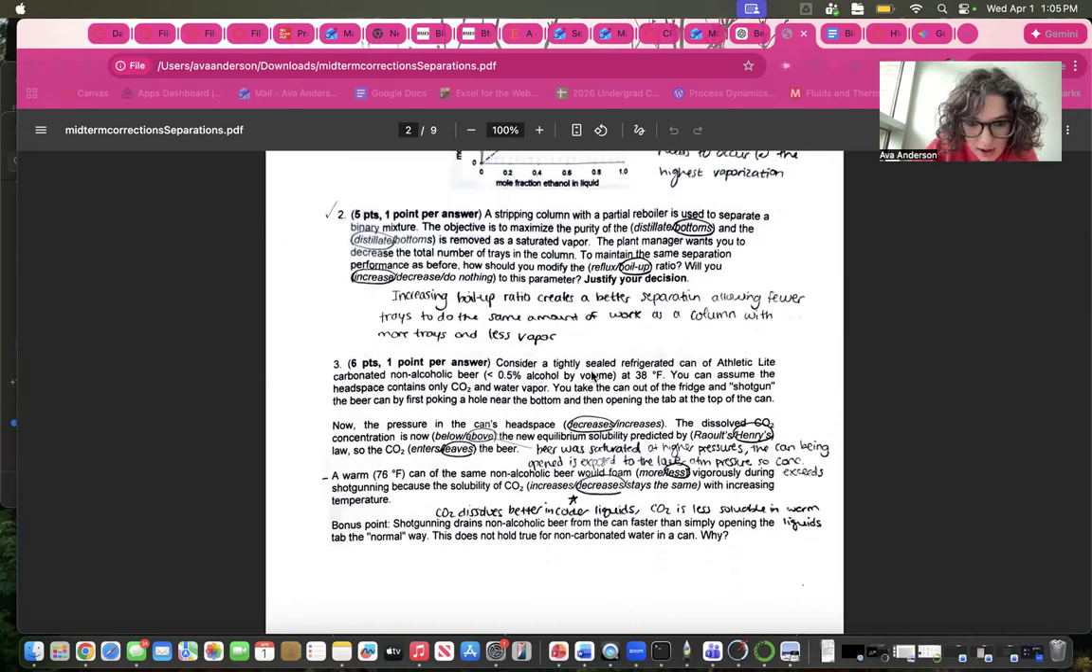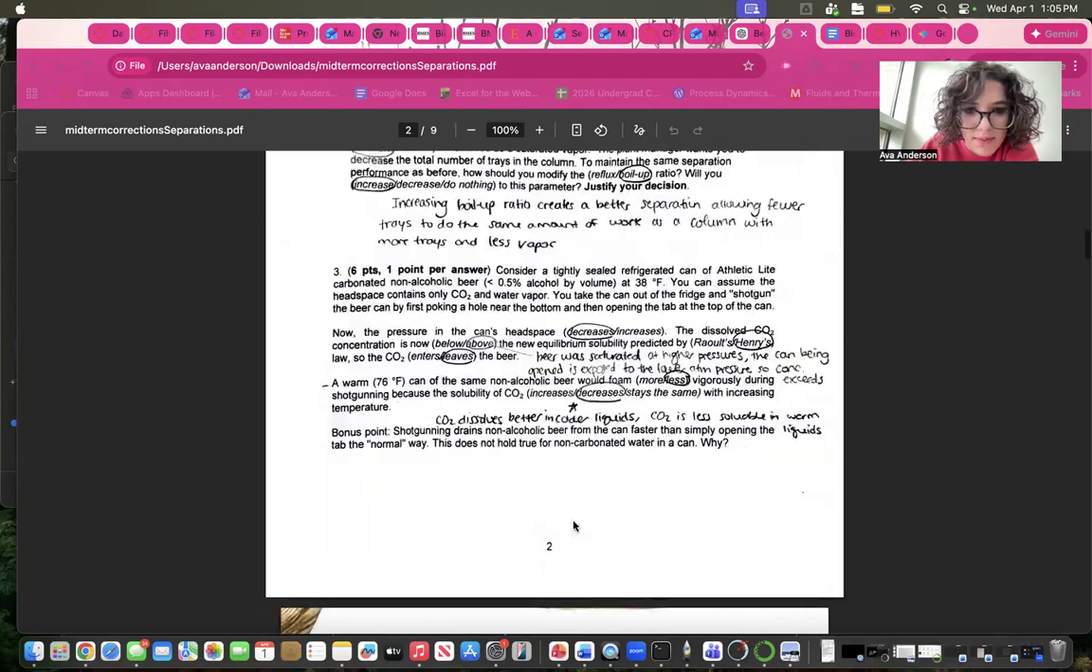For three, the only part I got wrong was this part. Let's just go through the whole thing again. The pressure in the can headspace decreases. The dissolved CO2 concentration is now above the new equilibrium solubility predicted by Henry's law, so CO2 leaves the beer. A warm 76 degrees Fahrenheit can of the same non-alcoholic beer would foam less vigorously during shock opening because the solubility of CO2 decreases with increasing temperature. I got this part wrong because CO2 dissolves better in colder liquids, and CO2 is less soluble in warm liquids, so it would decrease, not increase.